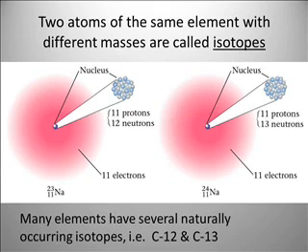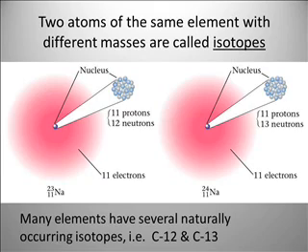The one on the left has 11 protons and electrons. The one on the right has 11 protons and electrons. The one on the left has 12 neutrons. The one on the right has 13 neutrons. Chemically, they'll behave exactly the same. But the difference is the one on the right weighs just a little bit more. This happens quite often in nature.